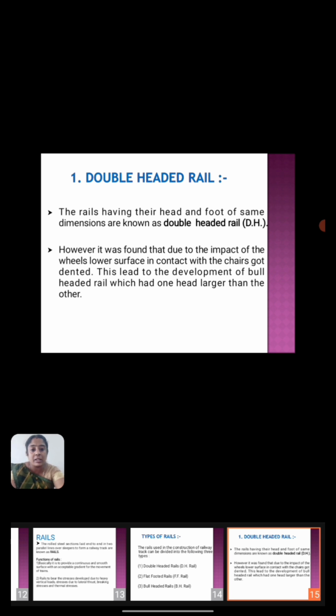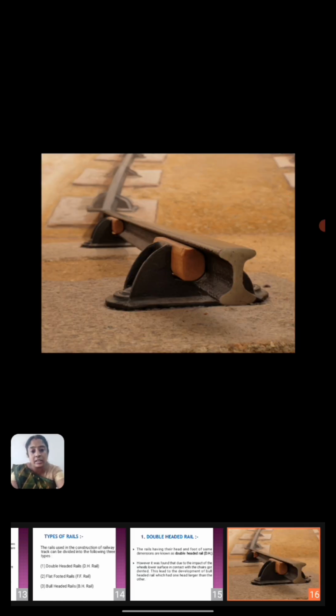So here in the double-headed rail, the dimensions for making the double-headed rail for head and foot will be the same. The diagram shows the double-headed rail. Here the head and foot are of the same width and same thickness.